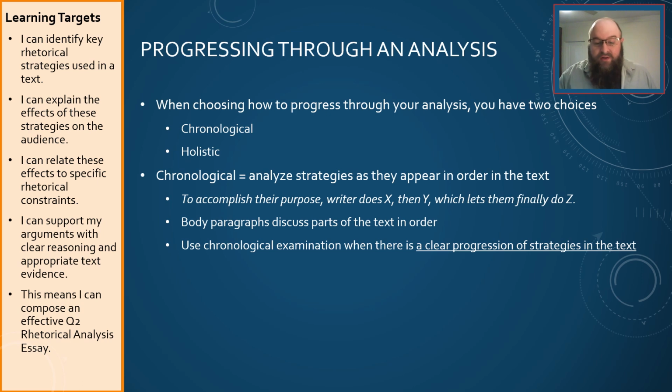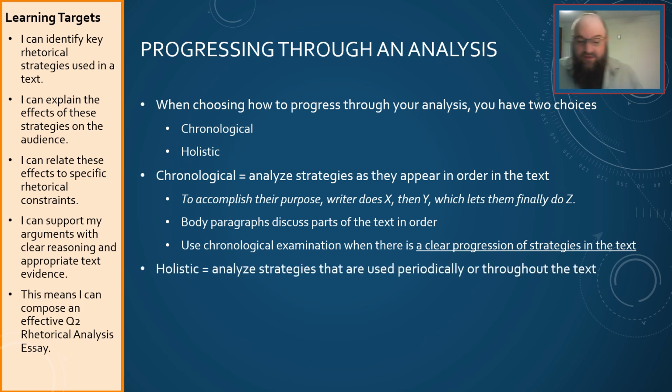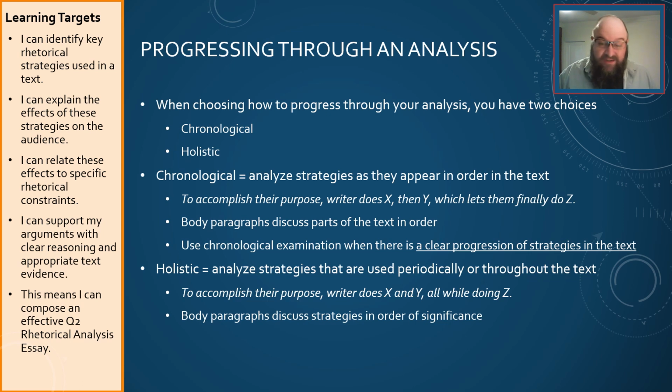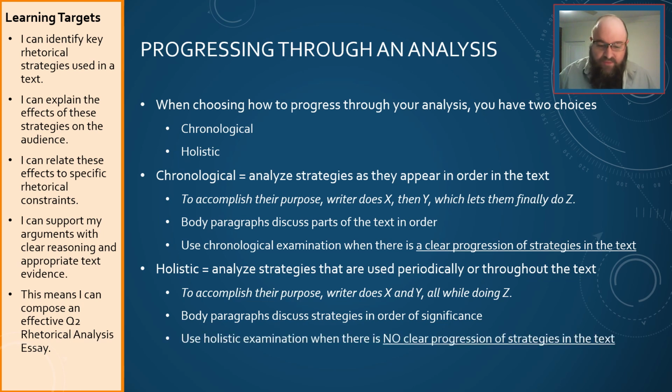You want to use chronological examination when there is a clear progression of strategies within the text. Holistic examination, on the other hand, is where you analyze strategies that are used only periodically or throughout the text and not in any particular order. To accomplish their purpose, the writer does X and Y, all while doing Z. Your body paragraphs here would discuss strategies in order of significance, since there's not really any particular order to them in the passage. You want to use holistic examination when there is no clear progression of strategies.